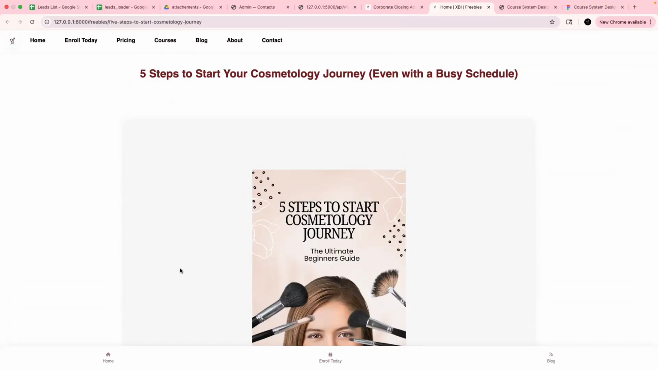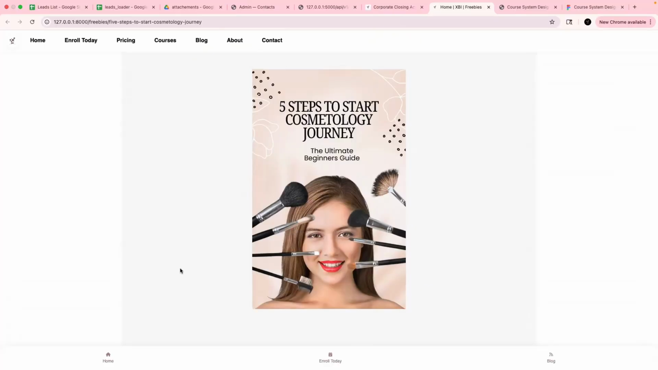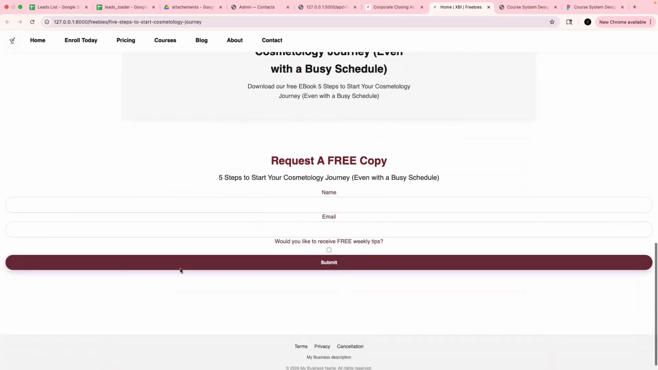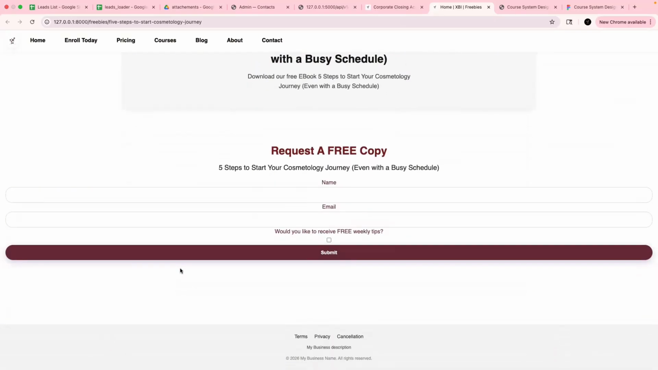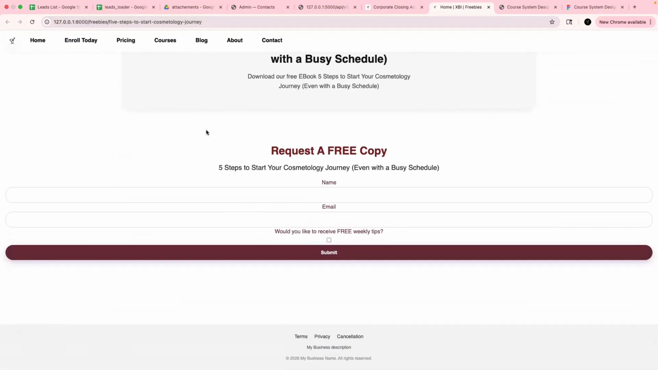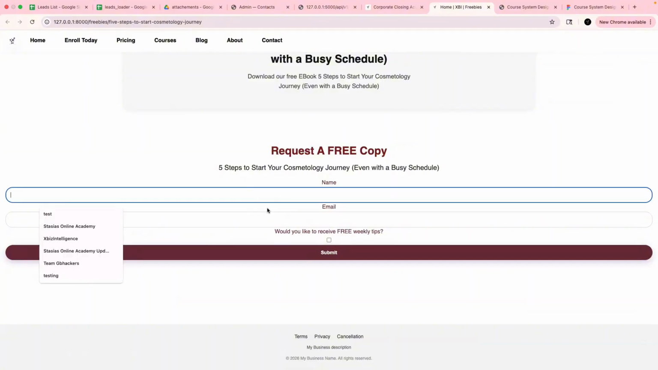What we did was put together a free guide that gives you the 5 steps of starting your cosmetology journey. We are running campaigns to let the public know that we have this free asset available, and we're driving them to this endpoint. In fact, the campaign would go specifically to this endpoint, because that's what we want our CTA to be. This would be in the bios of whatever other channels we are using to drive traffic to the website.